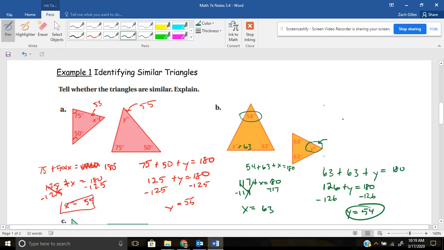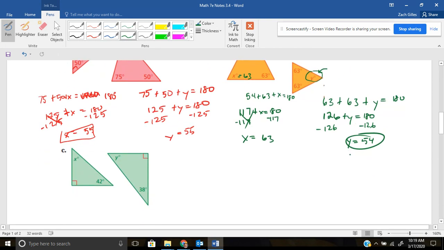So, tell whether these are similar. Yes, they're similar. The triangles have two pairs of congruent angles, so the third angles are also congruent. Yes, the triangles are similar.